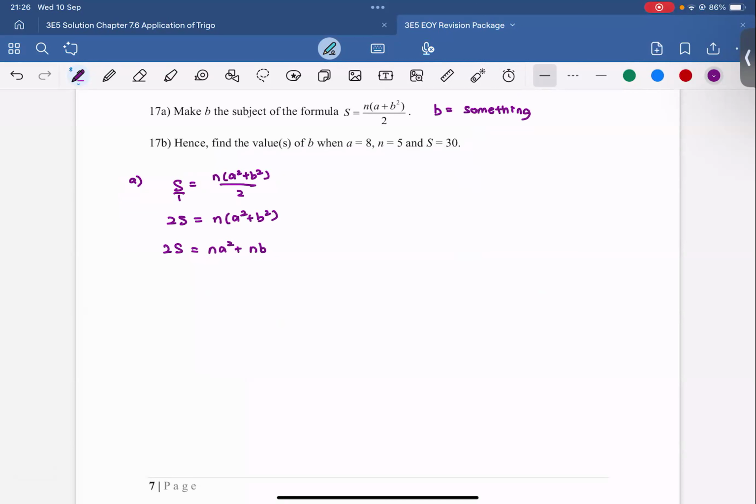What do we do next? Bring all the terms with B to one side, those without B to the other side. So this one bring here. The NB square put there. Next, to make B, we divide by N. 2S minus NA square over N. Finally, to find B, we square root. If you want to square root, remember to put plus minus.